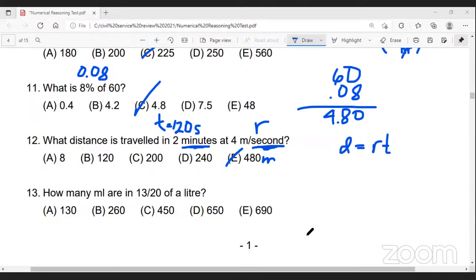Mark, did you try to get first the decimal of 13 divided by 20? Did you try to divide? Convert lang, ma'am. Convert first the 13 over 20 in decimal, then divide by 20.